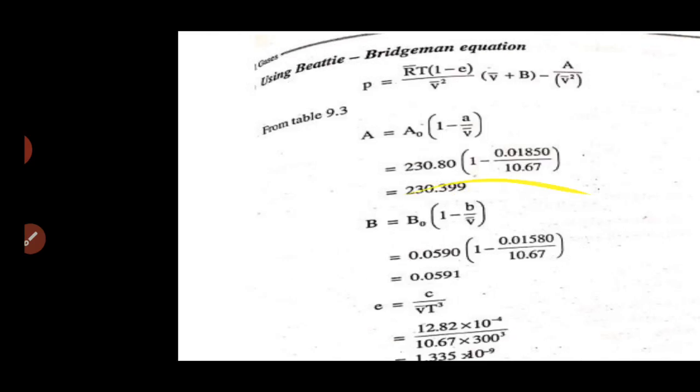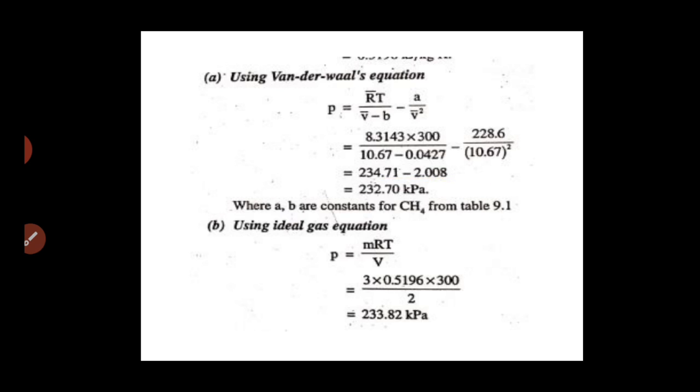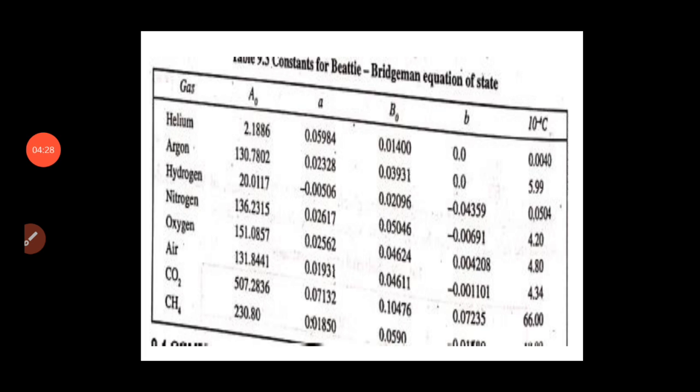For example, now we are seeing methane. This problem is for methane. Now you can see a is written as 0.018, b is written as 0.015, and c is 12.82 into 10 raised to minus 4. We will see this relationship from the table. So you can see these are the constants for Beattie-Bridgeman equation of state. Now we are discussing methane, that is CH4. The last gas in the table is CH4, that is methane.